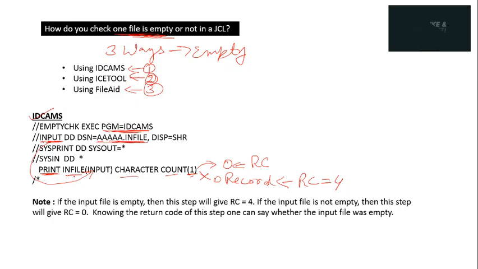So whenever an interviewer asks how you will find whether a file is empty or not using the IDCAMS utility, you need to tell this statement to the interviewer. I have also written in the note that if the input file is empty, then this step will return RC 4. If it is not empty, then it will be fine and RC will be 0. Knowing the return code of this step, one can say whether the input file was empty or not.